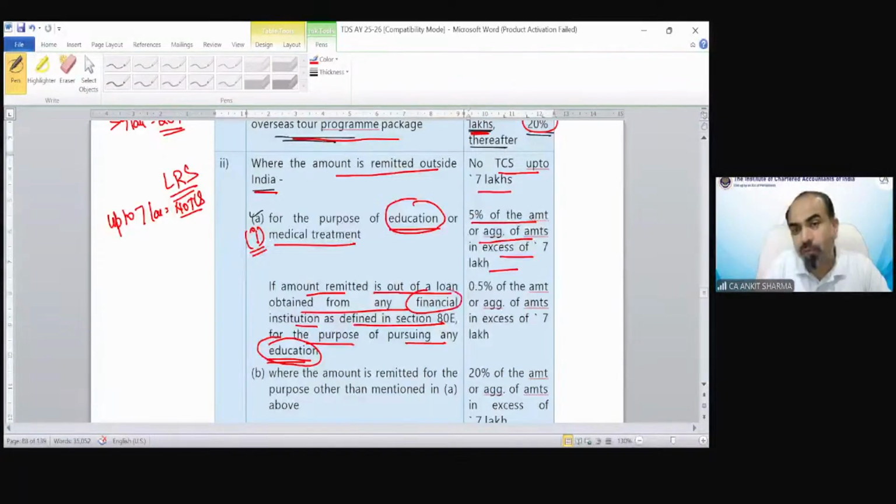But if it is a loan from a financial institution and it is for education purpose, then up to 7 lakh, no TCS; exceeding 7 lakh, 0.5% on the amount or aggregate of amount in excess of 7 lakh. So if the amount is transferred by yourself for education or treatment, 5%. If it is for education, but it is in the nature of a loan from any financial institution, the rate would be really less. It's just 0.5% of the excess of 7 lakh.